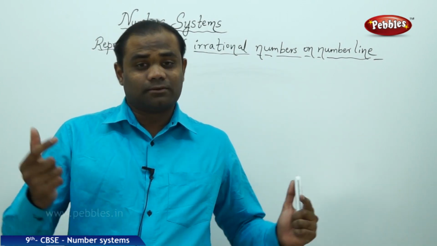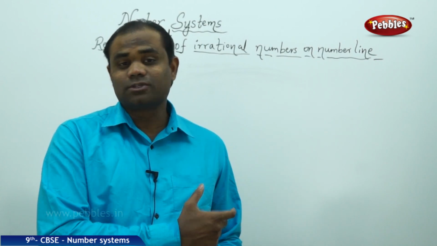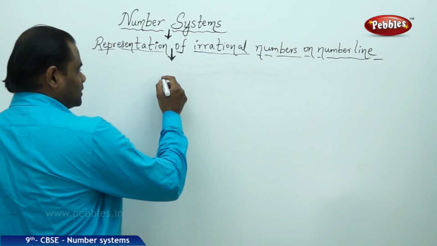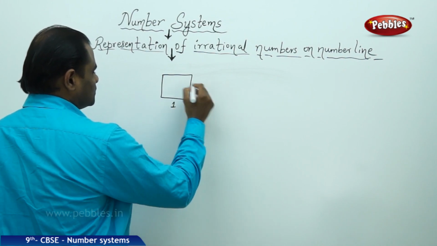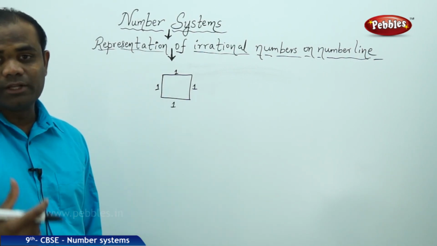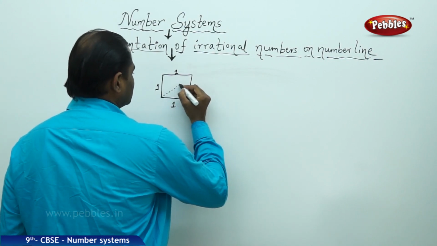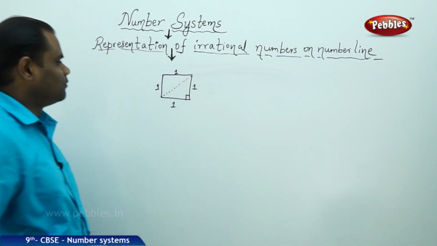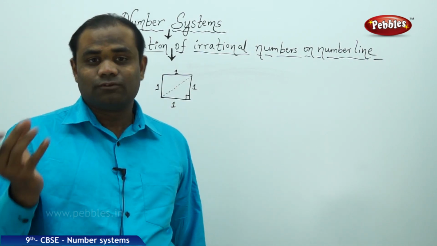Before we construct root 2 on a number line, let's recap some geometrical constructions which are useful for this. For example, I take a square of side 1 unit, with all sides equal, 1 unit on each side. Now I extend the diagonal from one corner to the other corner. This diagonal forms the hypotenuse of the right angled triangle taken on either side of the diagonal of the square.